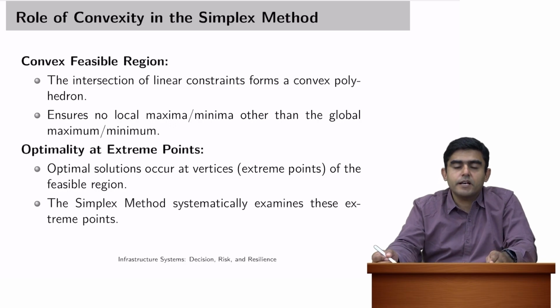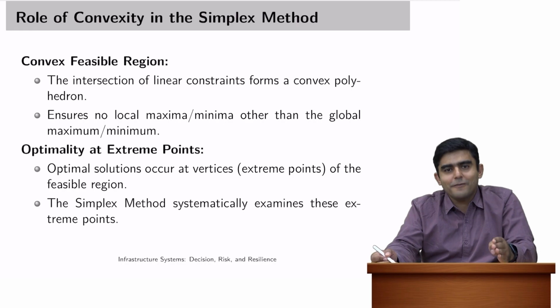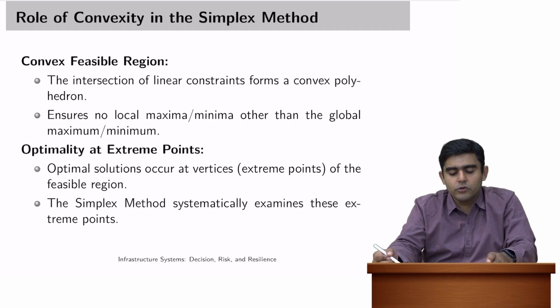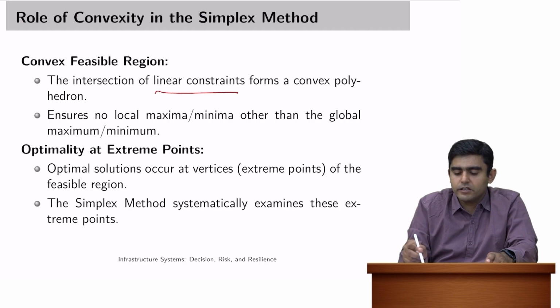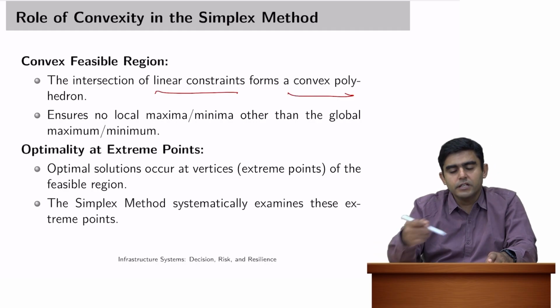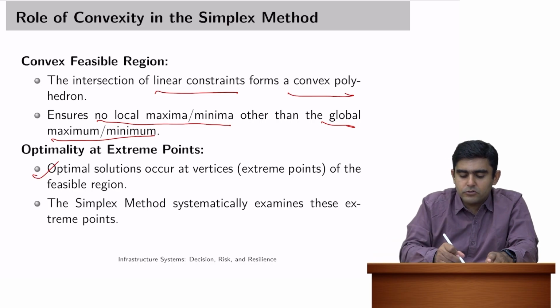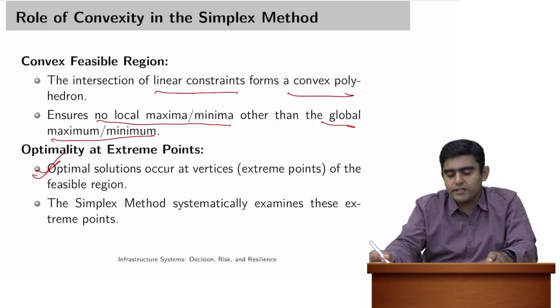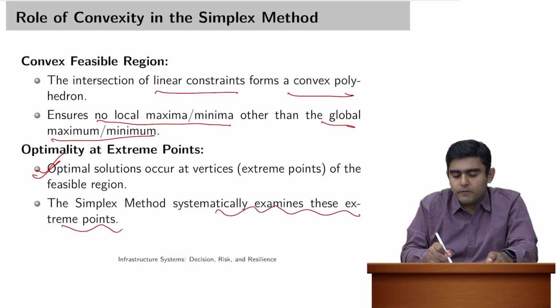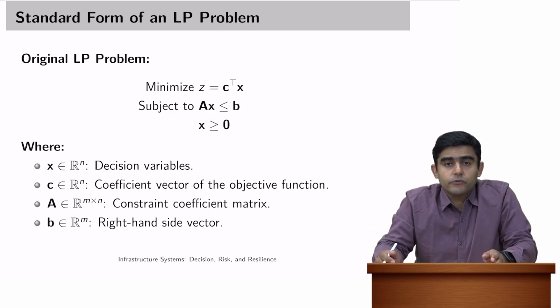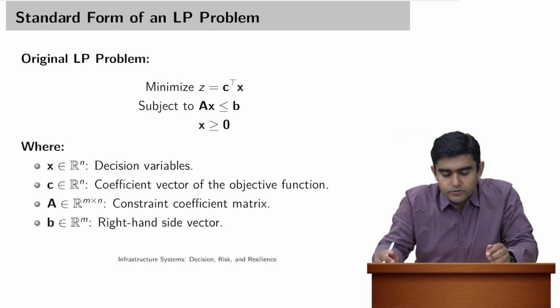We have already emphasized, and I think I should re-emphasize, that convexity plays such an important role in linear programming problems. The simplex method derives its strength from the role of convexity, that is, the intersection of linear constraints always forms a convex polyhedron, which we already saw. It also ensures that there are no local maxima or minima other than the global maxima or minima, and optimal solutions will always occur at the extreme points. We will systematically move from one extreme point to another in the search of our maxima or minima, of course, because maxima and minima are interchangeable by use of a negative sign.